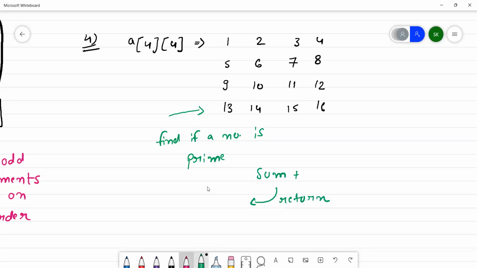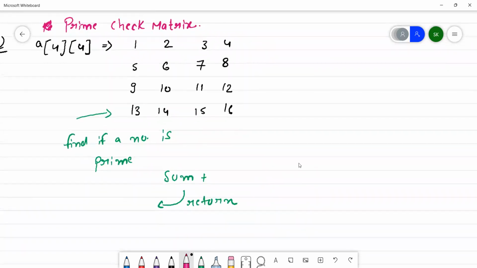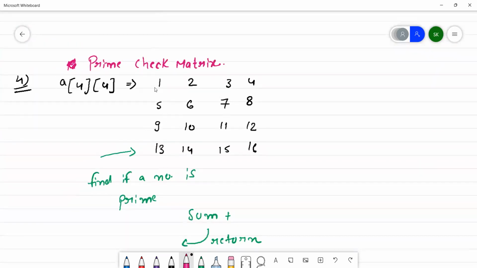This particular question is known as prime check matrix. Clear? And similarly, there is one more non-prime check matrix where all the numbers which are non-prime, you need to sum them up and return the result. Clear, guys? Sum of all prime numbers which are present in the matrix.